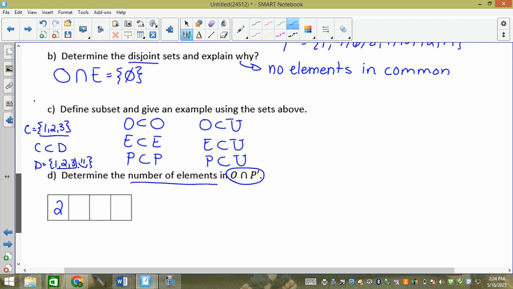So remember that this symbol means and, because I can write the word and. This looks stupid. So obviously that's not and, right?